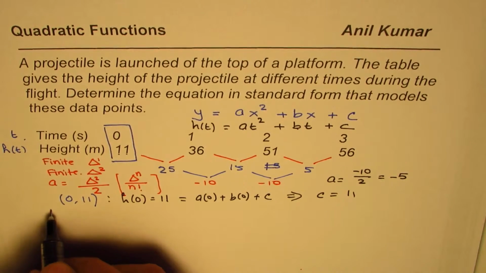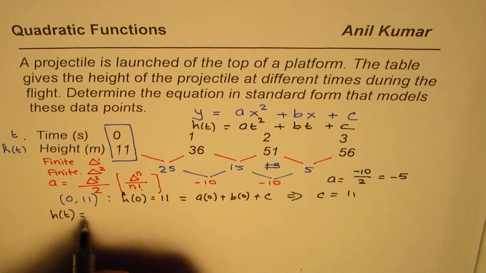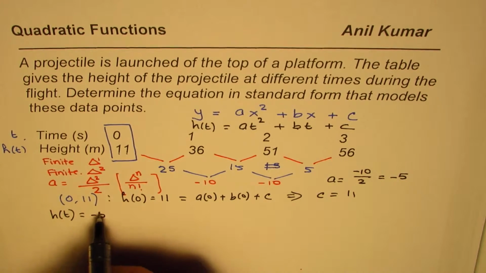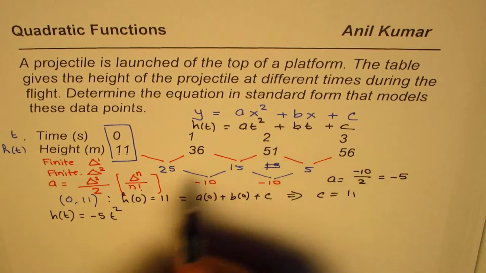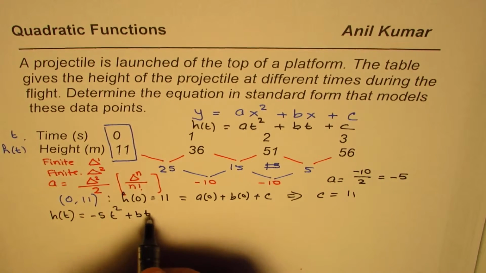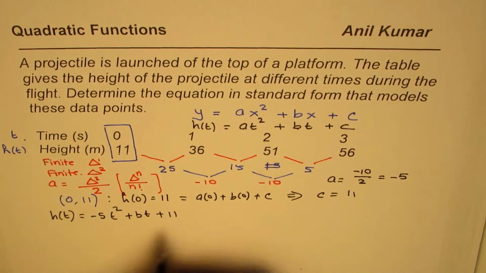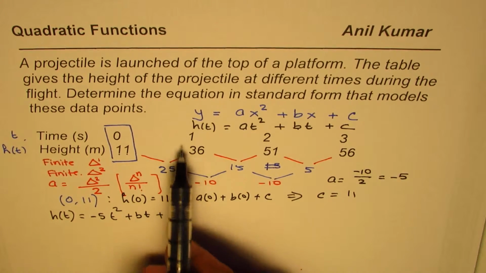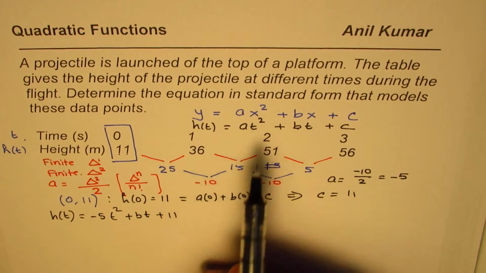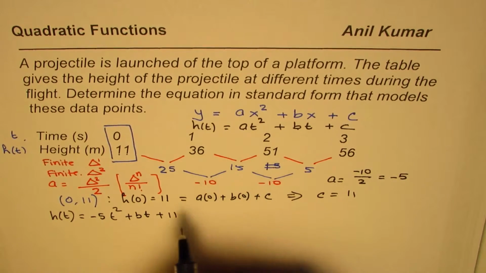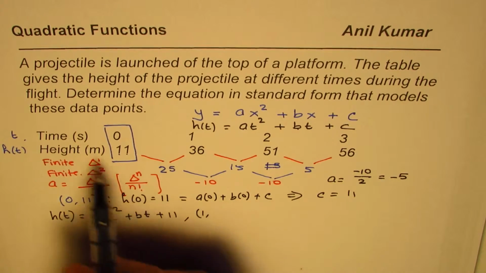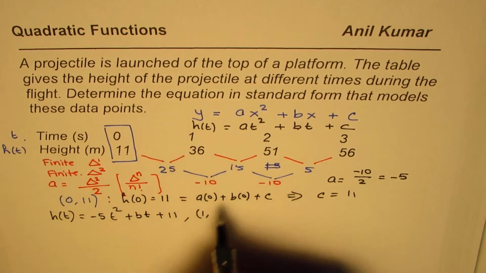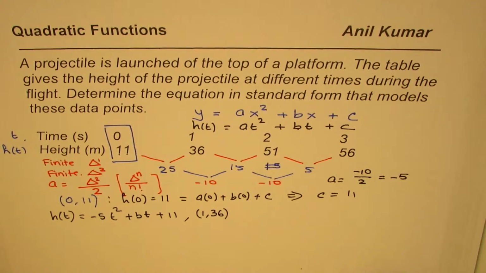So we got two values. Let me write down the equation first with these two values. h of t is minus 5t squared, plus bt since b we don't know, plus 11. Now we have only one variable to find. We can use any one of these given values. Let us use 1 and 36. After 1 second, the height is 36 meters. That is what we'll use.